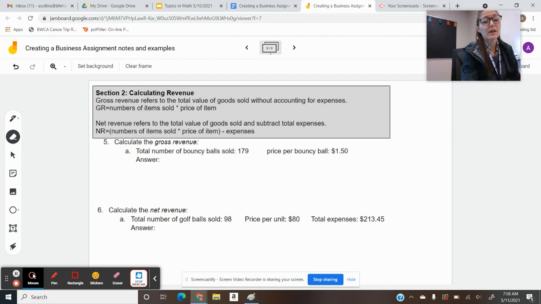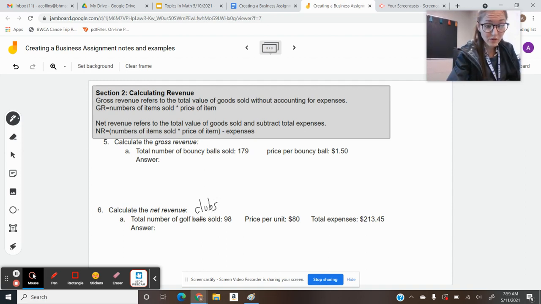Okay, number 6A, net revenue. Remember, net revenue is the amount that you made while including the expenses, like the amount you had to spend in order to make that money, if that makes sense. So in order to find that, we're going to take the number of goods sold times the price of that good, and subtract the expenses. So we have, this is actually supposed to say golf clubs. I accidentally wrote golf balls, but it doesn't really matter because it's going to be the same answer.